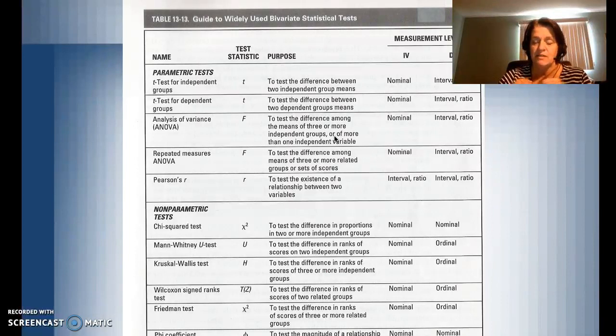And we talked about they must be at least interval or ratio level variables, and correlations go from -1 to 1, with -1 being a perfect negative correlation. As one variable goes down, the other goes up. A +1 would be a perfect positive correlation. As one variable goes up, the other variable goes up, or as one drops, the other drops.